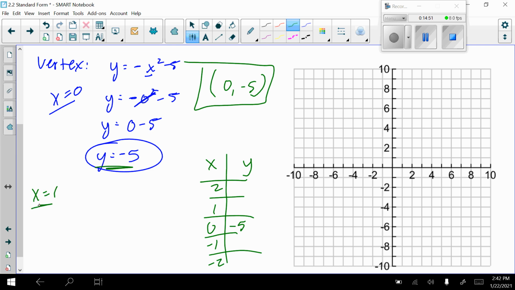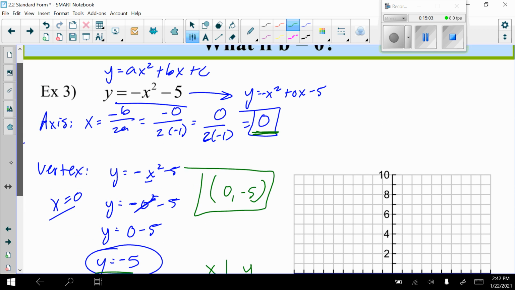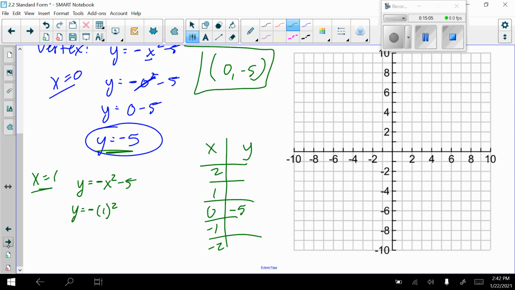Let's see what happens. My equation is y equals negative x squared minus 5. So I'm going to plug 1 in for x, negative 1 squared. Okay, so that is going to be 1 squared is 1, but notice how that negative sign is on the outside of this squaring action over here.